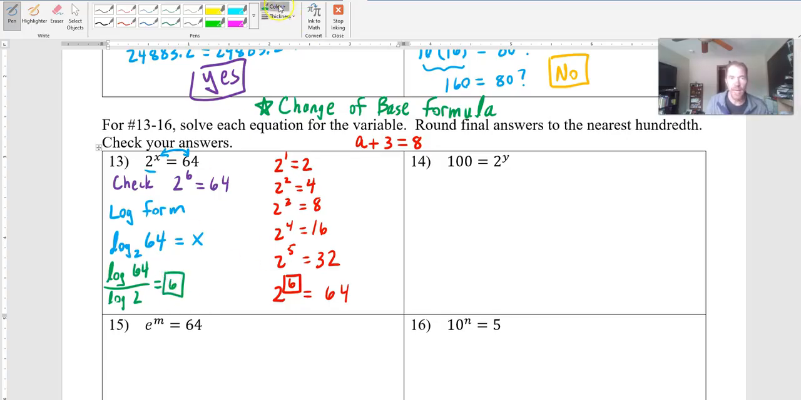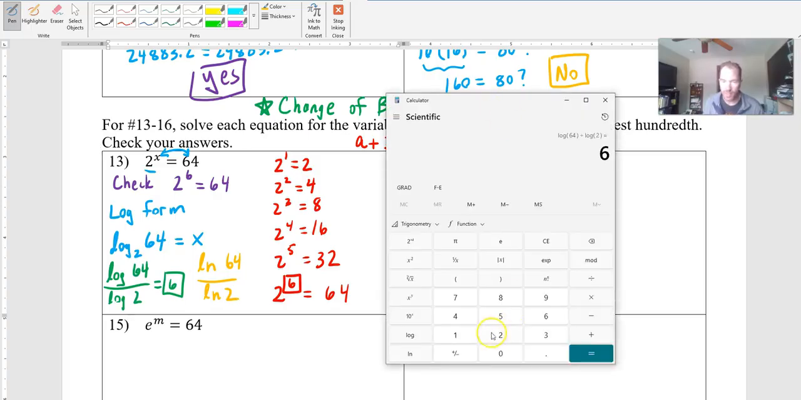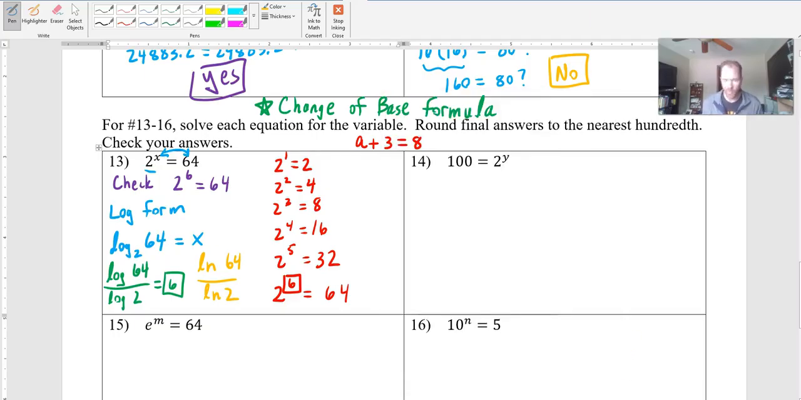You could also do the natural logarithm if you prefer. You could say the natural logarithm, base e, of 64 over the natural logarithm of 2. You have to use the same base logarithm. Let's try that one real quick. It should give us the same result. So if we do 64's natural logarithm, and divide by 2's natural logarithm, we get 6 again. So that change of base formula can be real handy. But all right, let's move on to number 14.